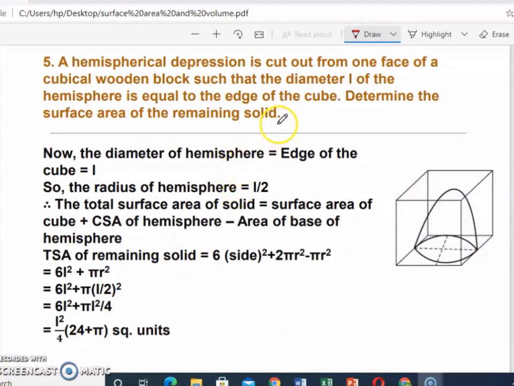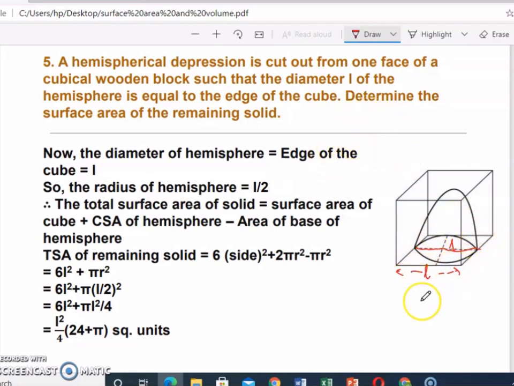A hemispherical depression is cut out from one face of the cubical wooden block such that the diameter L of the hemisphere is equal to the edge of the cube. So this is the diameter of the hemisphere. This is equal to the edge of the cube, that is L. So side of the cube is also given as L, and this diameter is also L. So radius of the hemisphere will be L by 2.